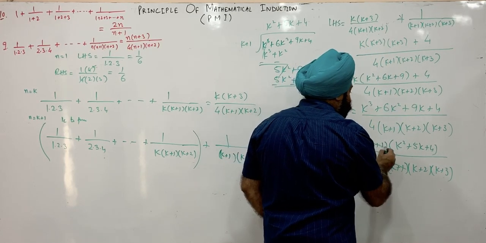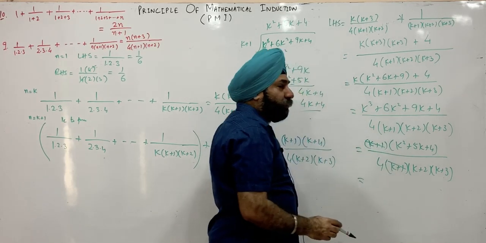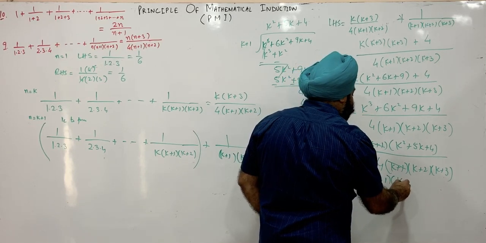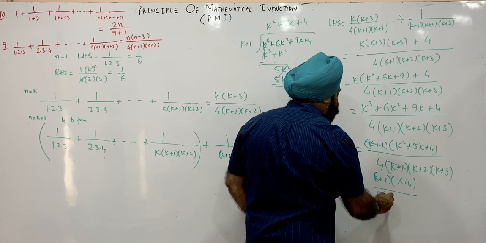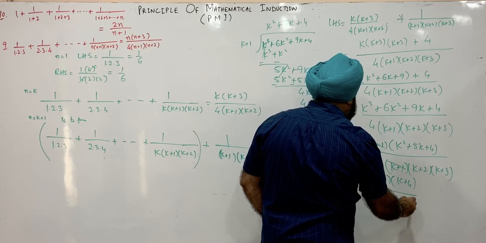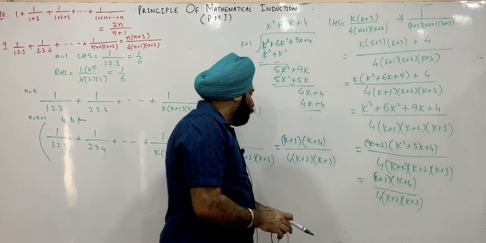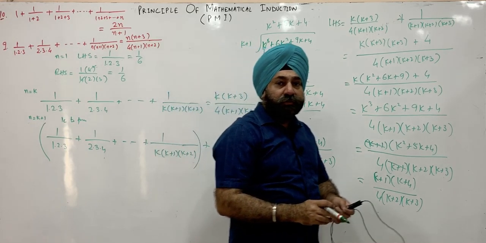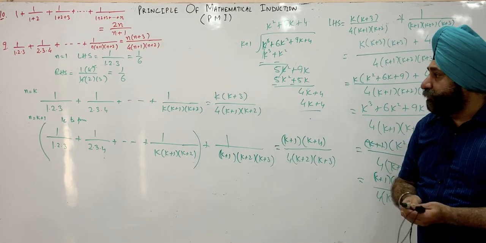K plus 1 will cancel out. This quadratic can be factorized as k plus 1 into k plus 4. This is 4 into k plus 2 into k plus 3. So this is what we wanted to prove. That means the result is true for n is equal to k plus 1.